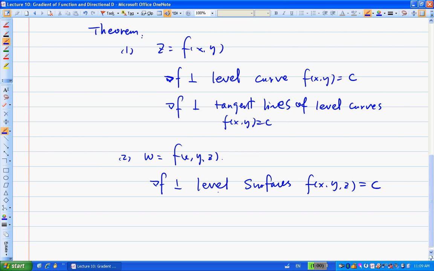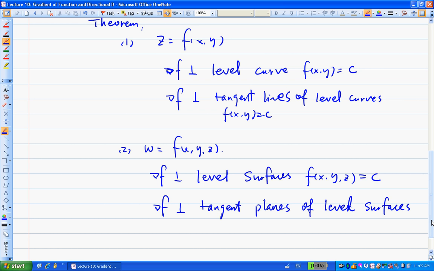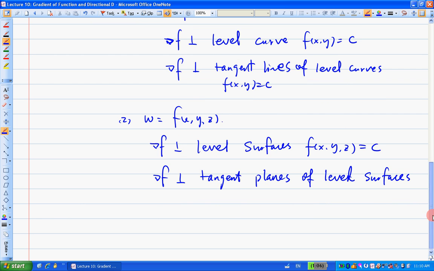So the other way of saying it is, instead of saying this del f is perpendicular to the level surfaces, an equivalent statement is that del f is going to be perpendicular to the tangent planes of a level surface, basically. Is that clear?